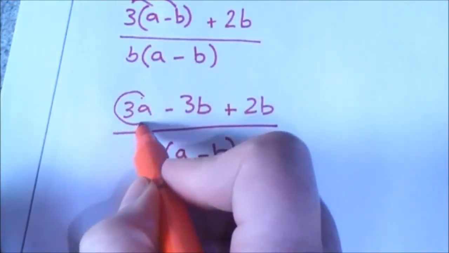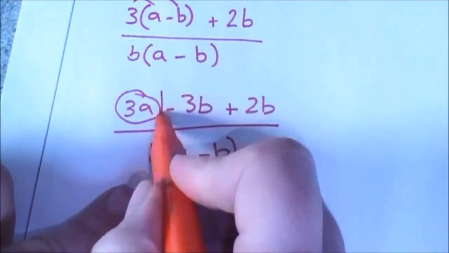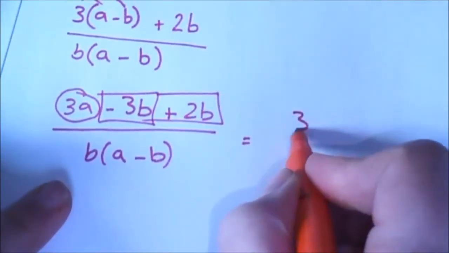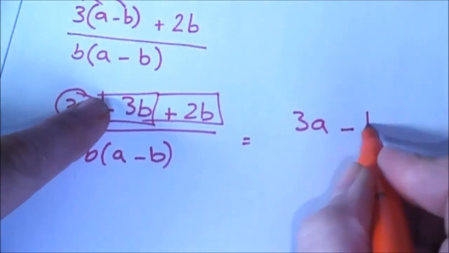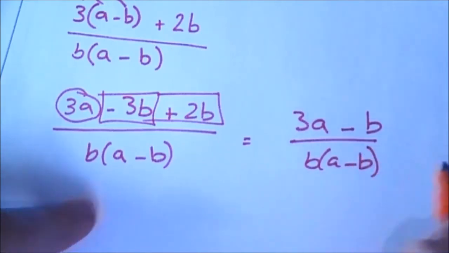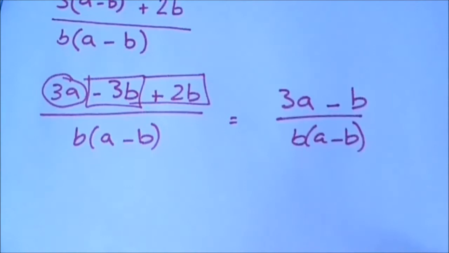I then collect my terms. I've got 3a there, which is the only a. So I've got negative 3b, add 2b. So that's going to be 3a, negative 3b plus 2b leaves me with negative 1b over that common denominator. So the answer is 3a minus b over b, open bracket, a minus b.